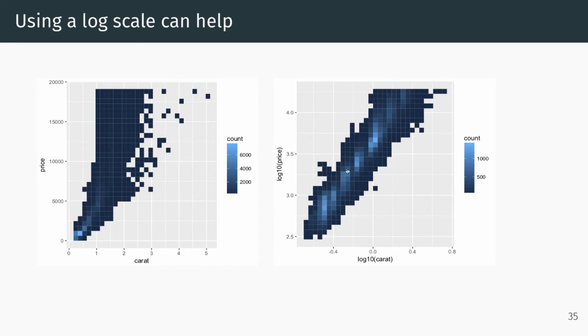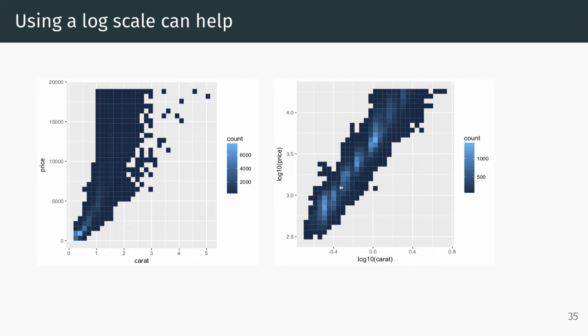The one with the log to the base 10 of the price and carat is easier to read than this one because there's this vast profusion of data down here in the corner, and most of the diamonds are in the vicinity of 1 carat and less than $5,000. That's where most of the data is. We have a few exotic ones that are up here at a higher price and heavier weight.